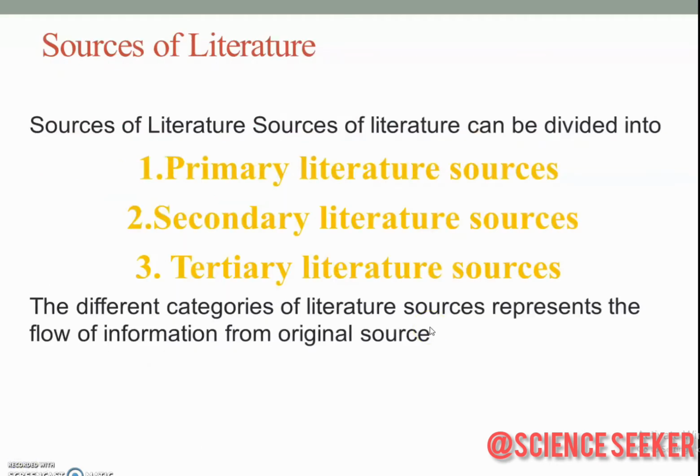Sources of literature. Sources of literature can be further divided into primary literature sources, secondary literature sources and tertiary literature sources. These categories of literature sources represent the flow of information from the original source. That means the flow of information from primary to secondary, secondary to tertiary, like that.